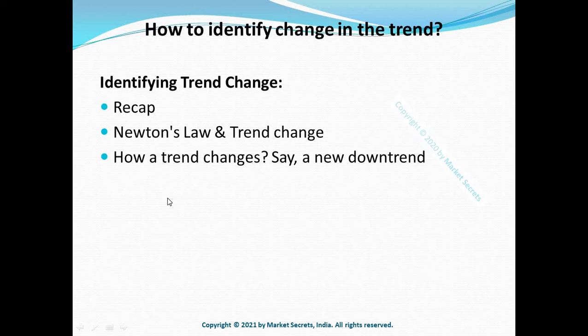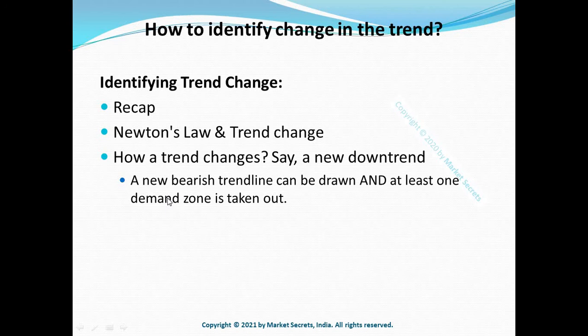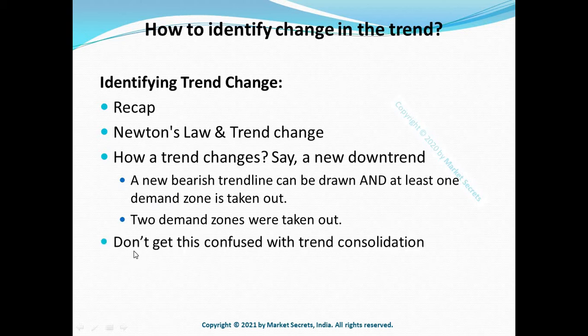In order to have a new downtrend after an uptrend, one of the following scenarios needs to happen. One, a new bearish trend line can be drawn and at least one demand zone is taken out. Or number two, two demand zones should have been taken out. Now, don't confuse this with the rules that we have discussed during trend consolidation. It might look similar, but it is completely different from the trend consolidation rule. So let's look at this closely now.